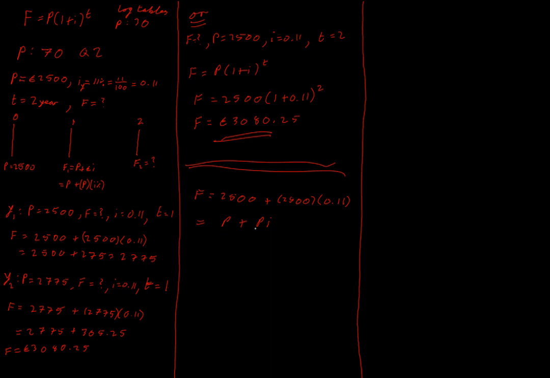Now I can see I have a common factor of P. Gives me P on 1 plus I, and if I like I can put a power of 1 here because I'm dealing with a 1 year. So I end up with F is equal to present value multiplied by 1 plus I to the power of 1. So you can hopefully get a bit of an instinct as to where this formula is coming from. I know it looks a little bit abstract, but hopefully this gives you a feel for where it's coming from and how it's connected to the method we're using here, the longer way of doing it.